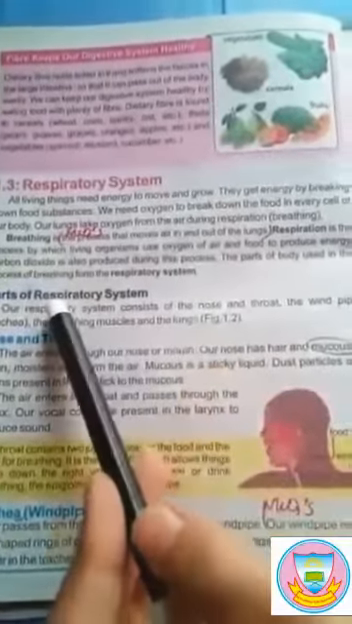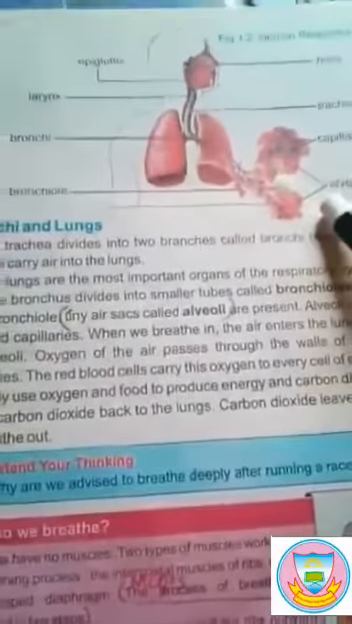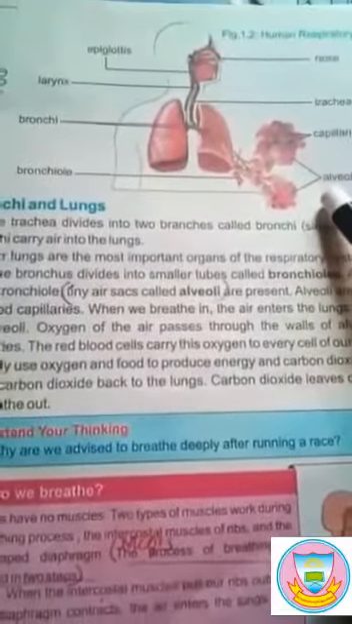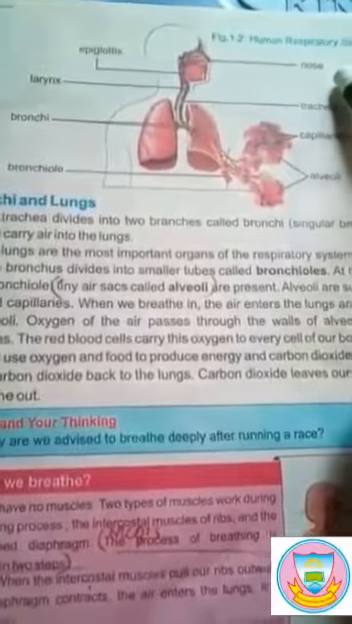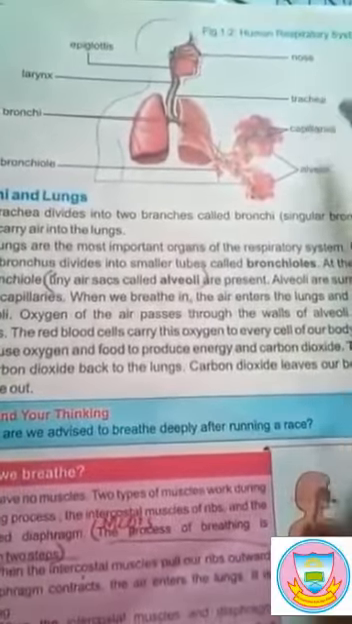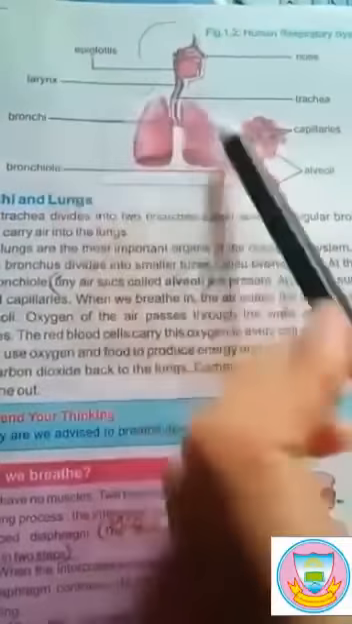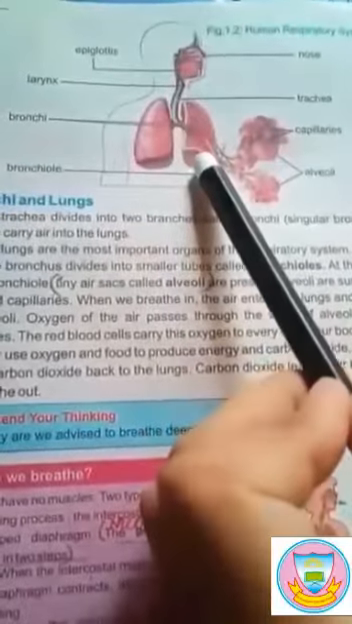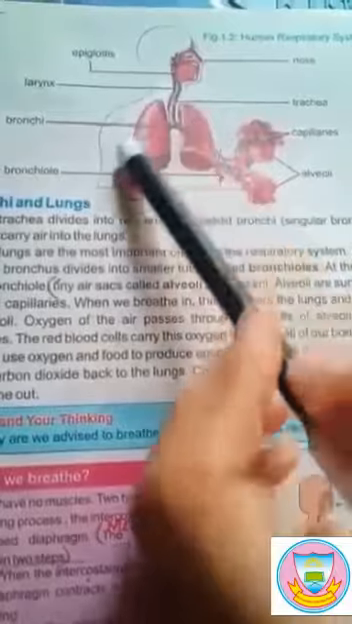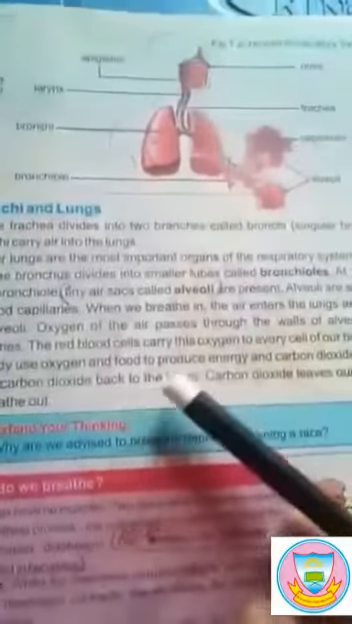Parts of respiration: you can see the diagram of the human respiratory system. The parts of the respiratory system are the nose, trachea, larynx, bronchi, and our lungs. These are the parts that take part in the process of respiration.